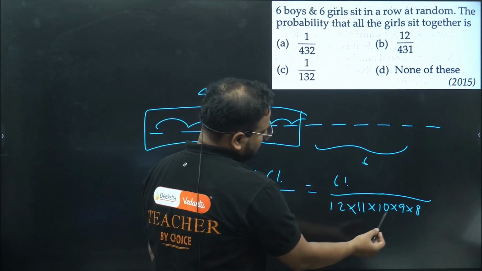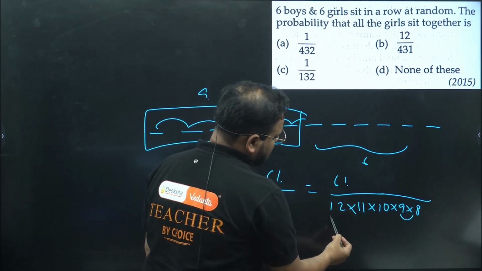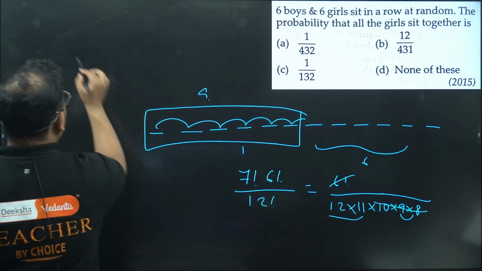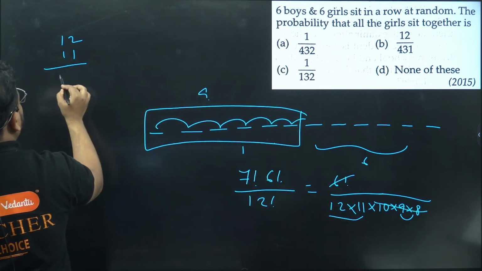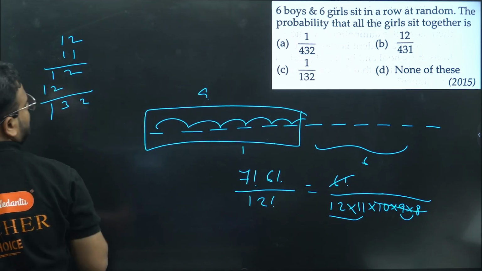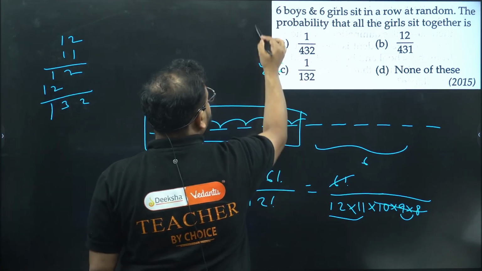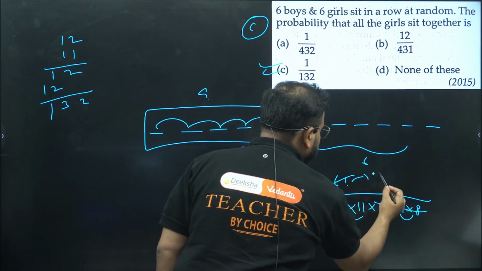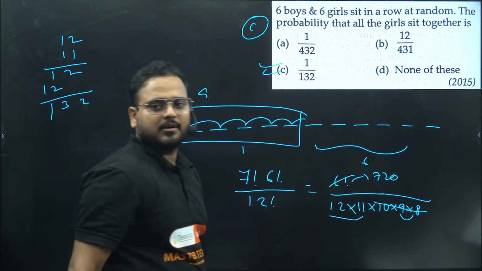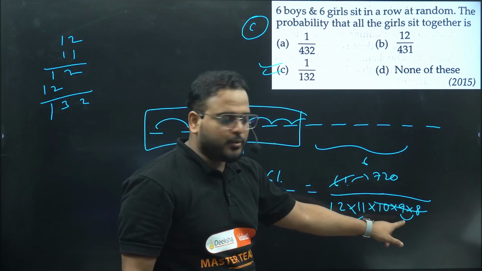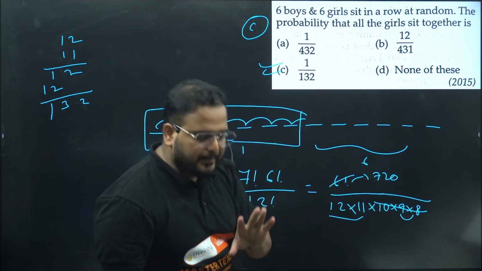Please check. 720. You get the answer as 12 into 11. This will be cancelled. What's the answer? 12 into 11 will become how much? Answer is 1 by 132. This value is nothing but 720. Do the calculation. 6 factorial is 720. And this is also 9 into 8 is 72, into 10 is 720.